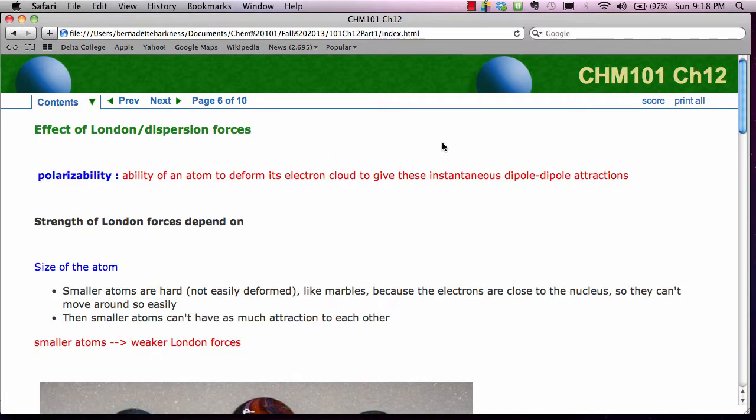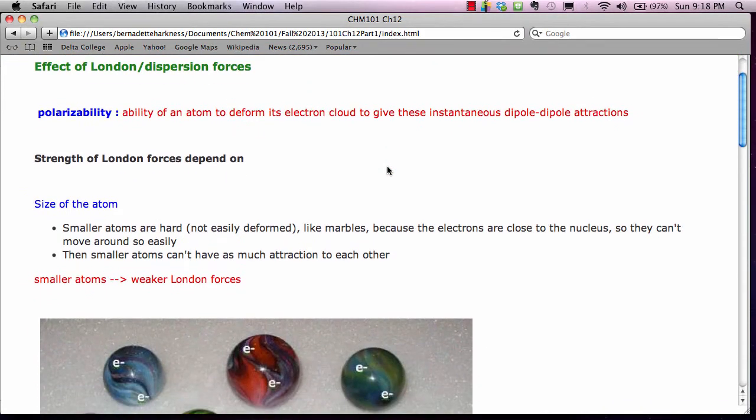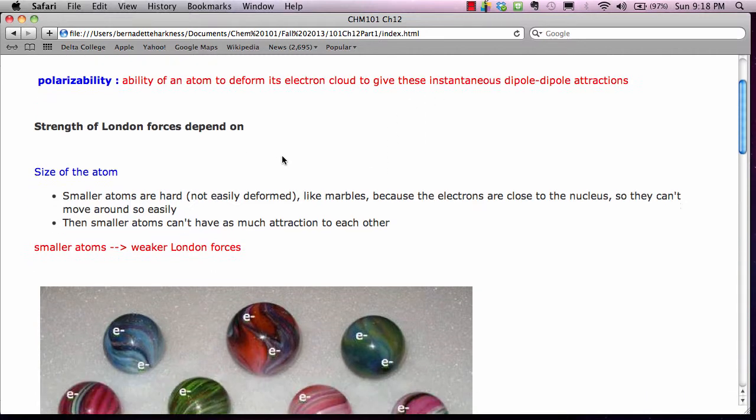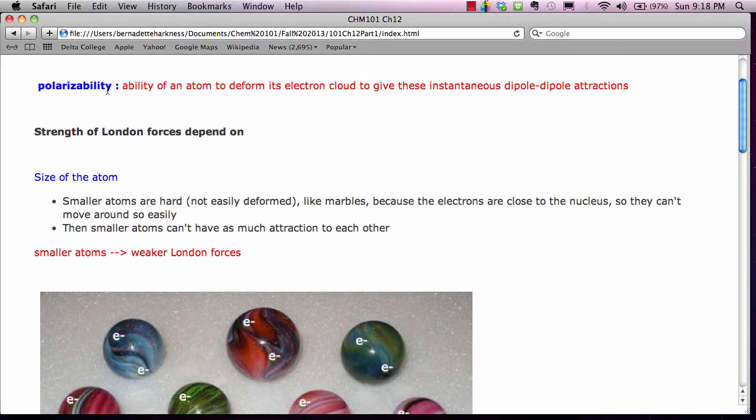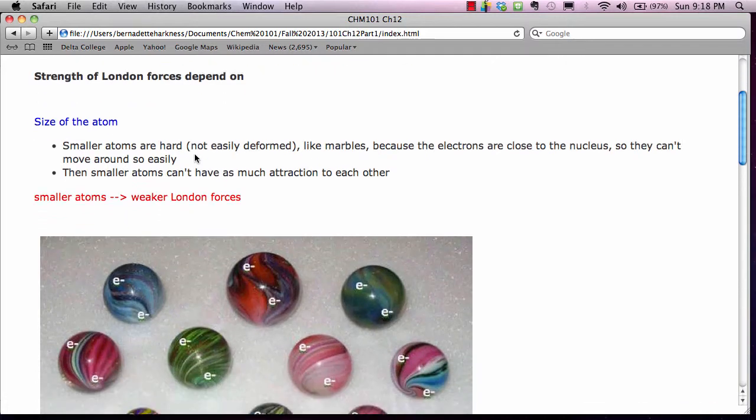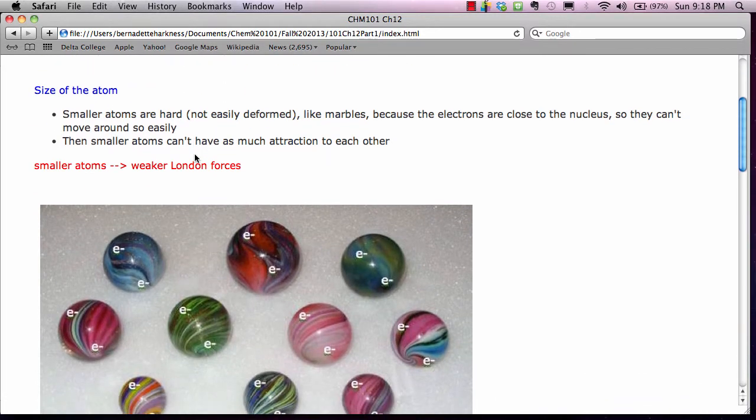So what happens to the molecule that experiences London forces? The ability of a molecule to do that really depends on the size of the atom and other factors, and we call that the polarizability. It describes how an atom is able to deform its electron cloud so it can form these little dipole-dipole attractions. So how does the size of the atom affect the London forces?